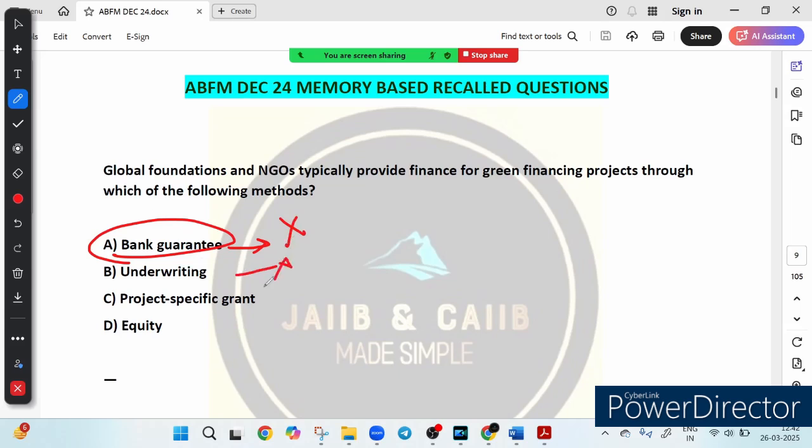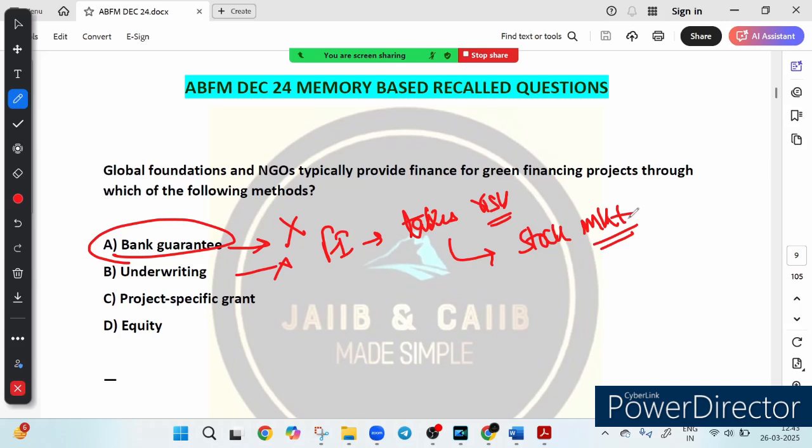Option B is underwriting. This is also incorrect. Why? Because underwriting is when a financial institution takes the risk. Whenever I say underwriting, when does it happen? Underwriting happens when a financial institution takes the risk of funding a project by ensuring it gets the necessary investment. This is commonly used in the stock market. In the stock market, underwriting is commonly used, right?